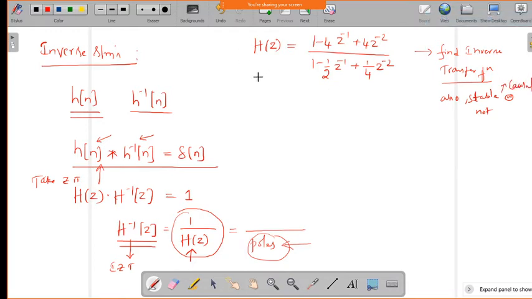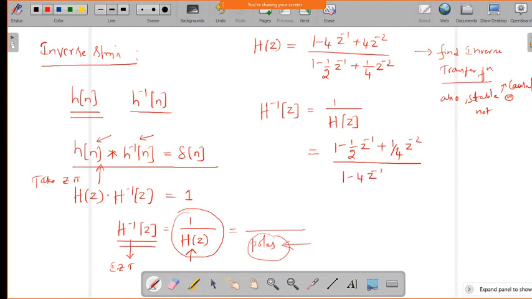So how to do this? First you take the inverse of this system. We know that H inverse of z is nothing but 1 over H of z. So invert this, and you will get 1 minus half z power minus 1 plus 1 by 4 z power minus 2, divided by 1 minus 4 z power minus 1 plus 4 z power minus 2.